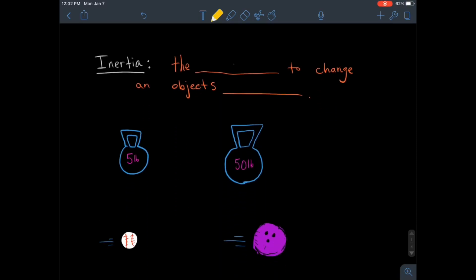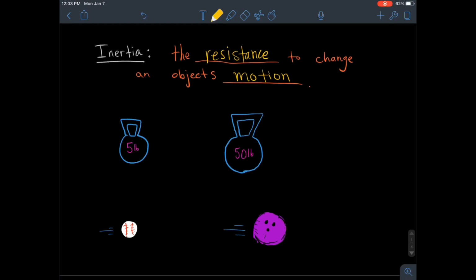Inertia. It's the resistance to change an object's motion. Okay, so it's a concept. The word's kind of weird. It's a challenging spelling. Inertia. Make sure you get that spelled correctly. But it's something you actually have encountered many times in your life, and you know this concept. We just have to put this word to this concept that you've seen in your life.